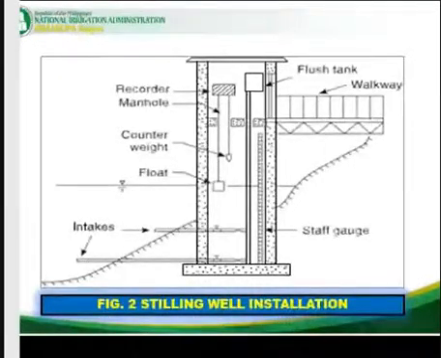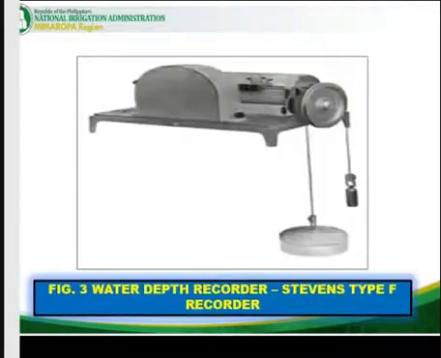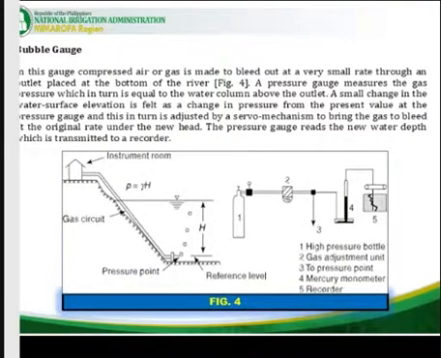Okay, so you have there the section of the stilling well installation. Actually, the different parts, you have the walkway, the flush tank, then the recorder, the manhole, then the float. So the float is the one moving, and at the same time the depth is being recorded. You have the counterweight here. So as it rises, you can determine the depth of flow in a particular river using this stilling well installation. That's how it looks like, the Stevens type recorder. Okay, please proceed.